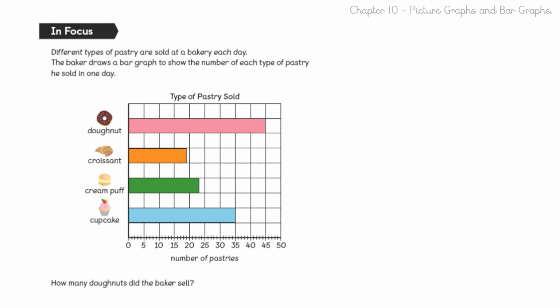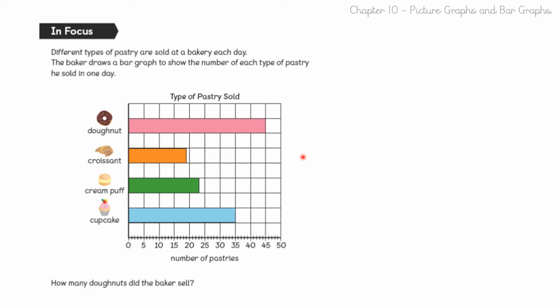Today, we're still learning about how to read bar graphs. Our InFocus task says, different types of pastry are sold at a bakery each day. The baker draws a bar graph to show the number of each type of pastry he sold in one day. I'm going to give you some time to look at this bar graph.